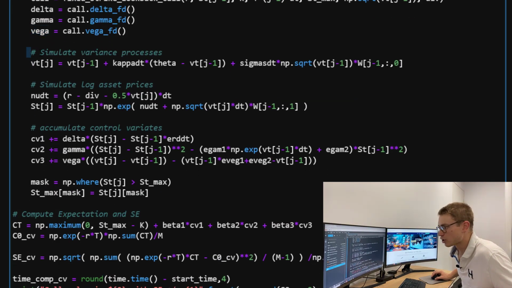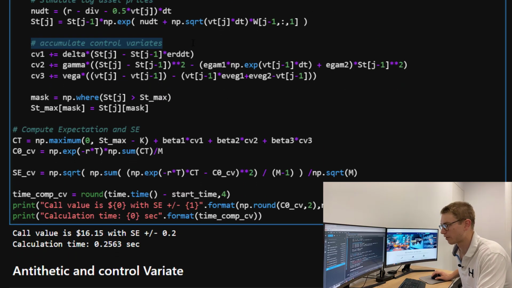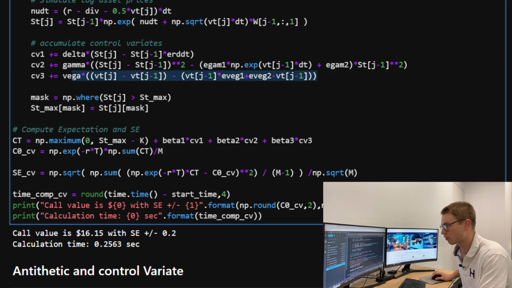We simulate our new variance at time step J. We then simulate our log asset prices at time step J. And now we accumulate our control variates over each of these time periods. So we calculate our delta-based control variate, our gamma-based control variate, and then our vega-based control variate.